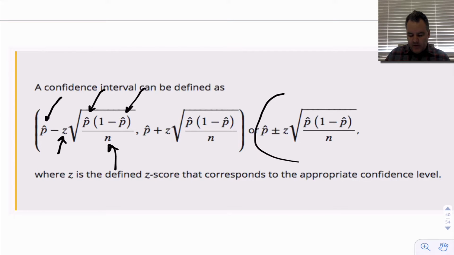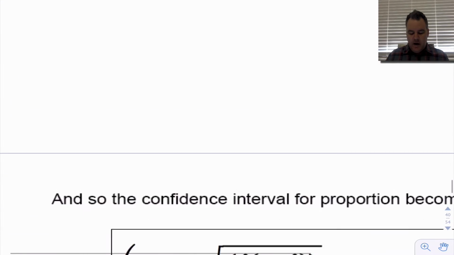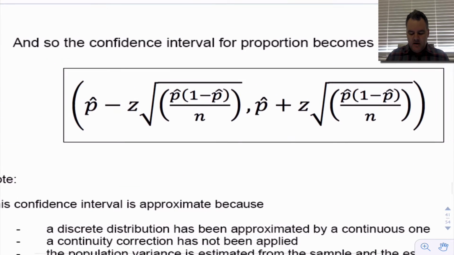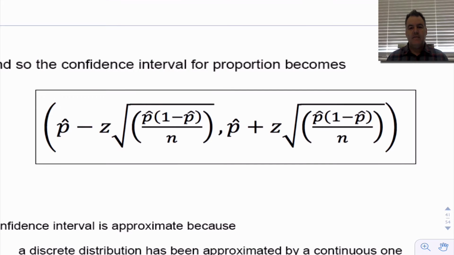Another way you could write it is just like this, p hat plus or minus this thing here, because it's a symmetrical confidence interval. So the way that it appears on your formula sheet is exactly like that.